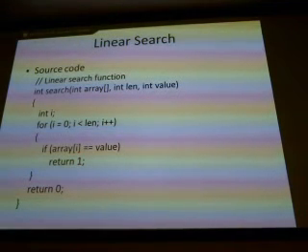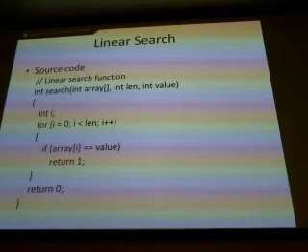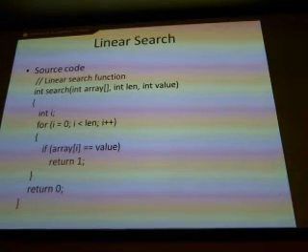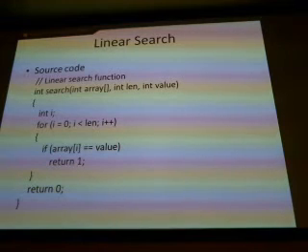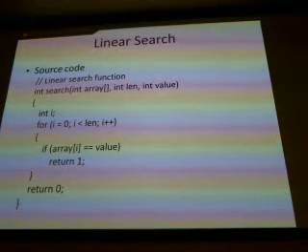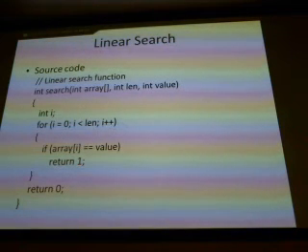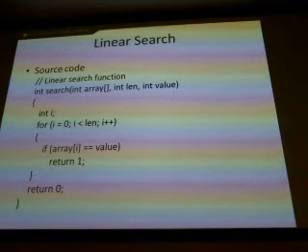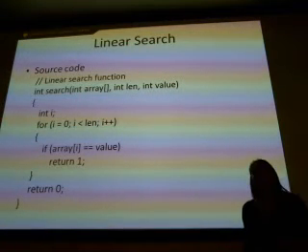So if I find it, I'm going to return 1 because that indicates true. You know, from a binary perspective, 0 is off or false, 1 is true or on, okay? So 1 means that it's true. And then otherwise, if I go through my whole array and I never find that value, I'm going to return 0 because I didn't find it. So this is a basic linear search algorithm.